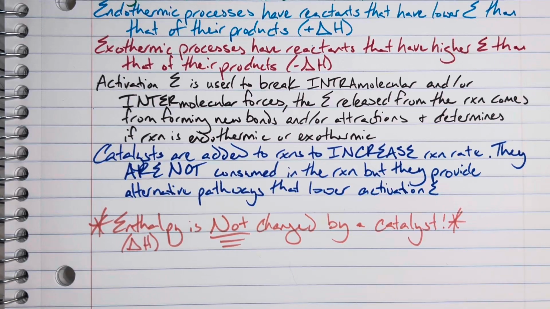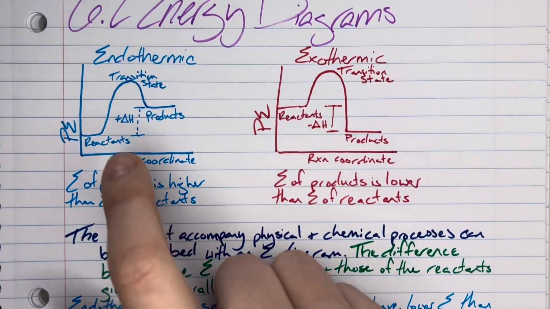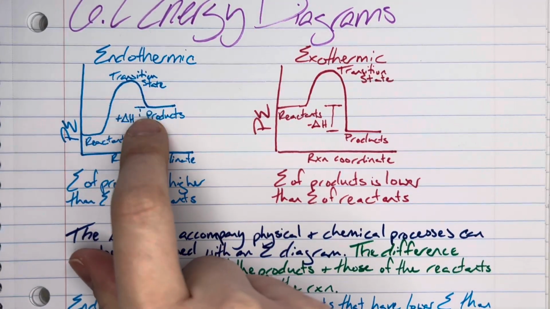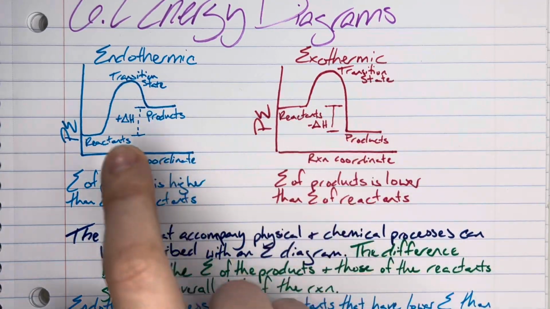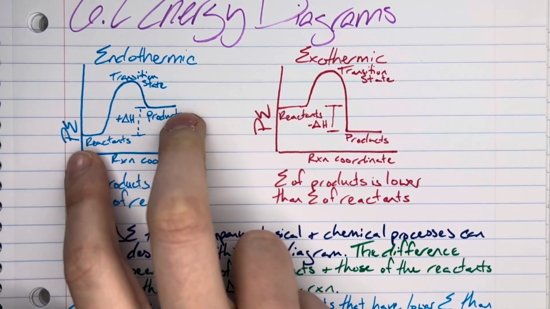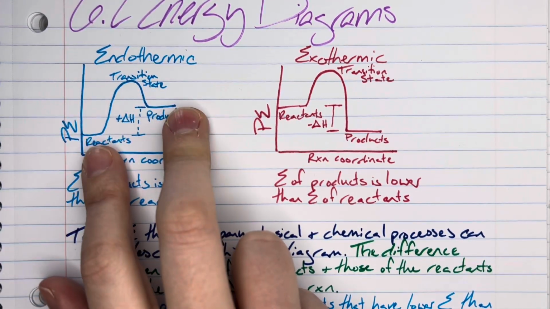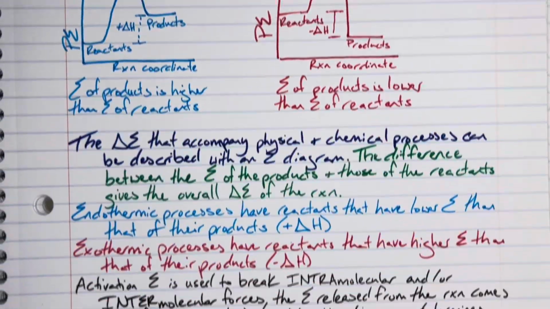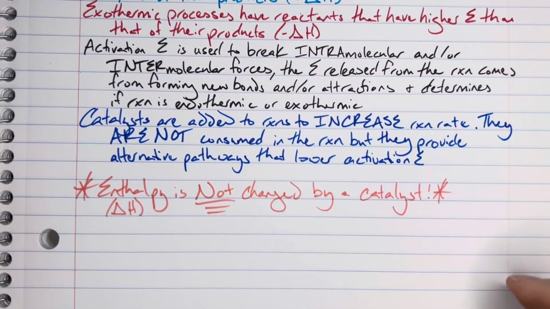The only thing a catalyst is going to do is lower the overall initial hill that you have to climb in order to get to your products. So we will lower this hill, but we will not change the initial and final energy representations of our reactants and products. Very, very important thing to note there.